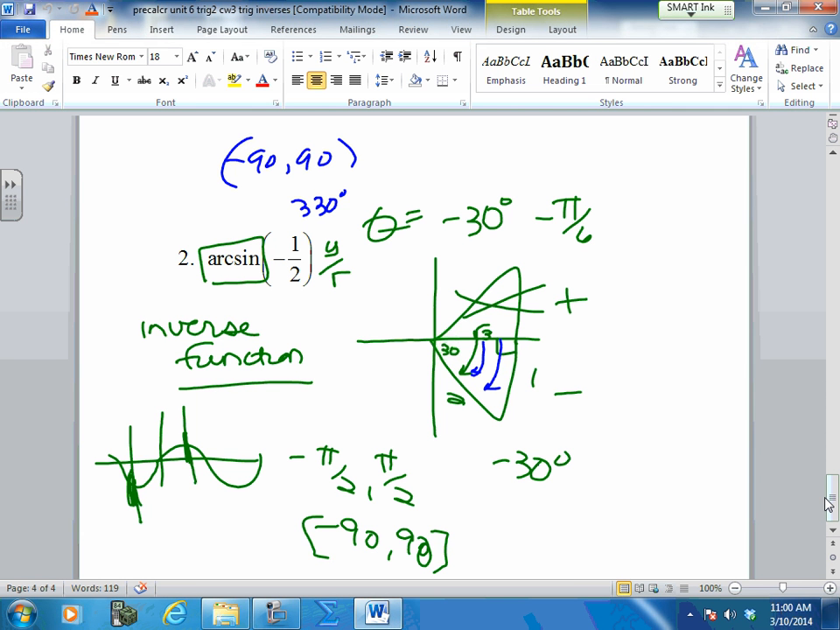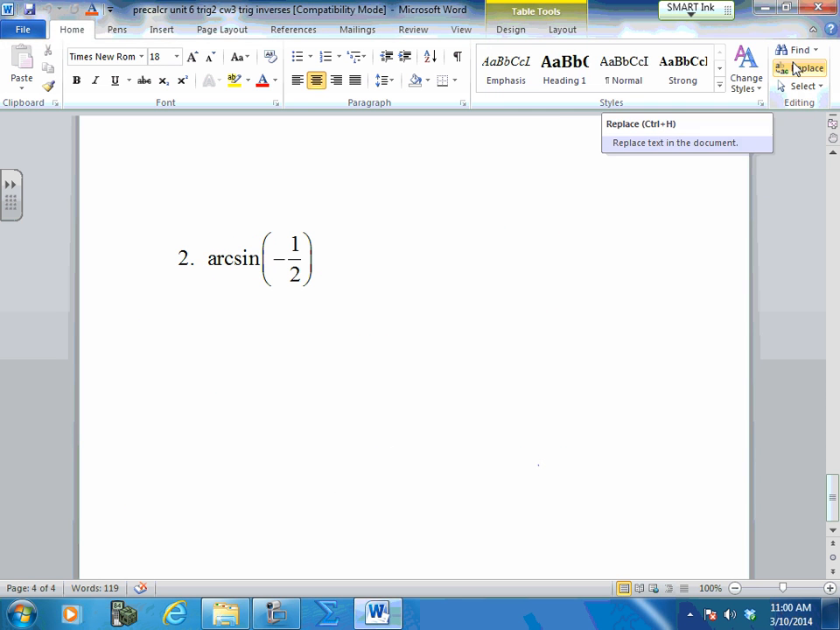Now, we know it as 330, from 0 to 360. But because our restricted domain now goes from negative 90 to positive 90, we kind of have to change our way of thinking. That's why I'm saying this is a hard concept to get, because that angle is a 330 angle, but your calculator isn't going to see it like that. It's going to restrict its domain first.